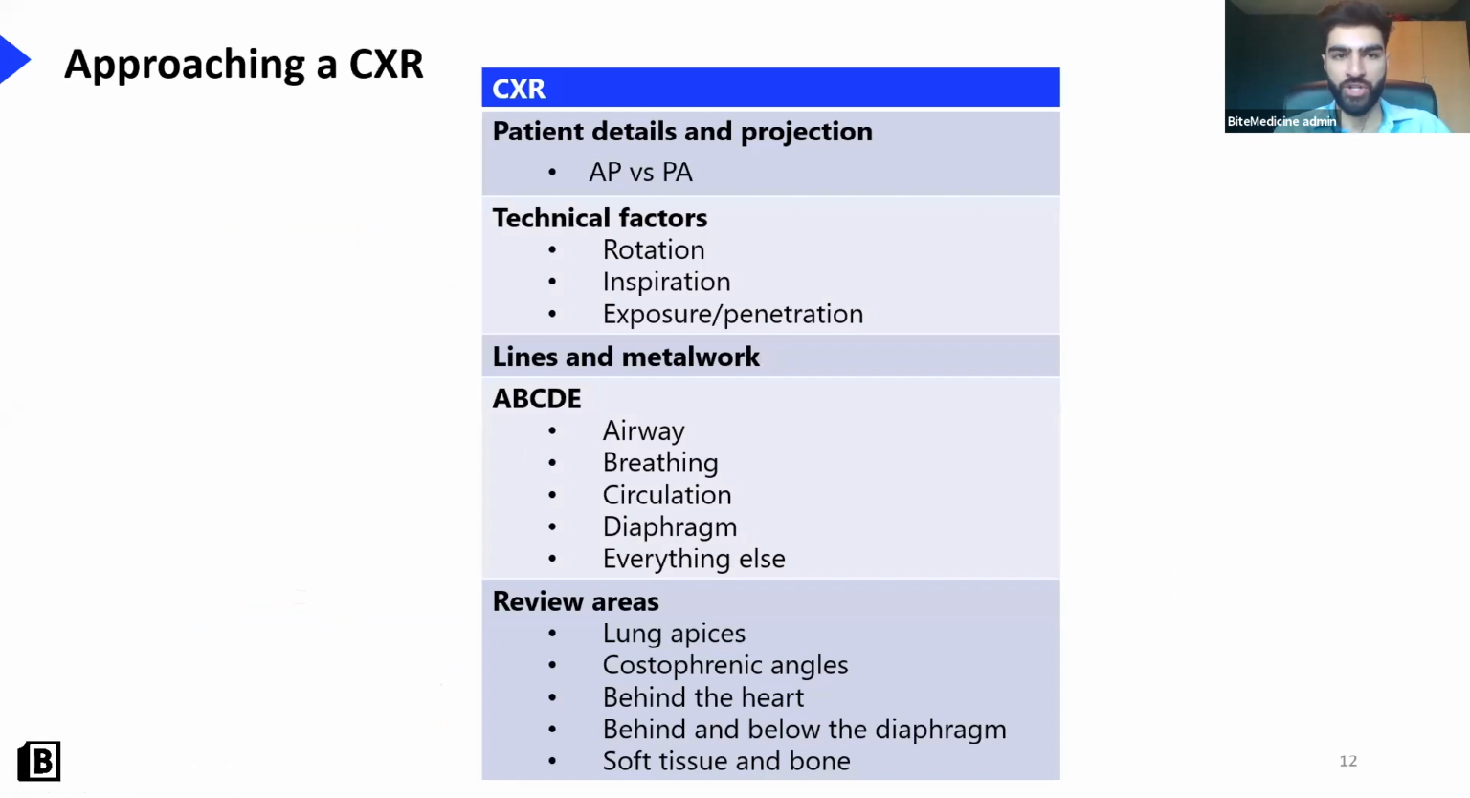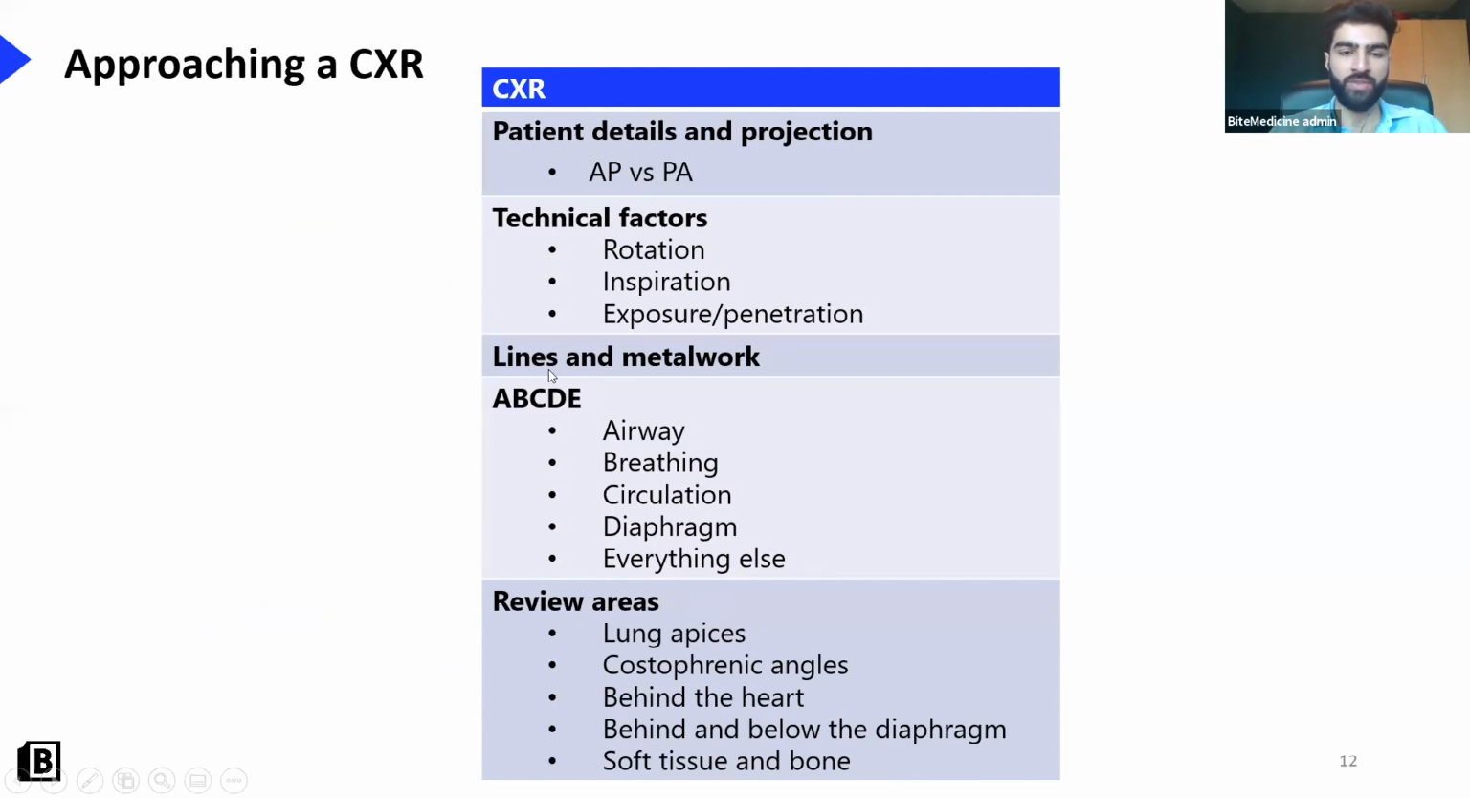So how are we going to approach chest X-ray? The first thing is how to acquire the chest X-ray, which we've covered. Whenever you're presenting an X-ray for finals or as a doctor, you always start off with the patient details and projection. So this is Mr. X, and this is an AP or a PA chest X-ray. You then look at the technical factors, so rotation, inspiration, exposure or penetration.